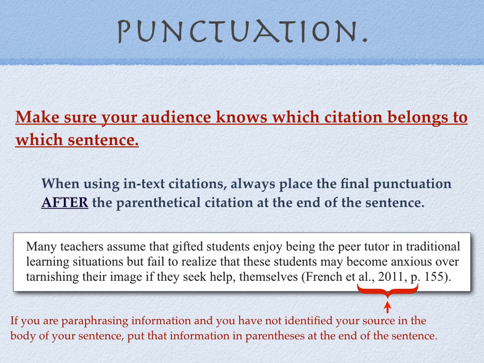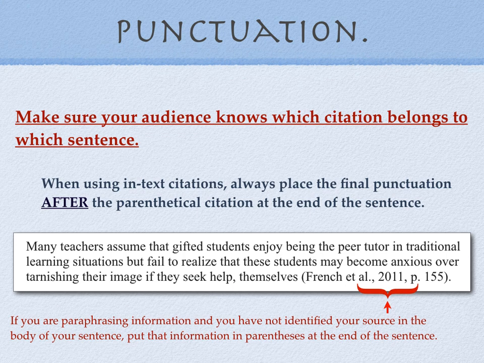If you're paraphrasing information and you haven't identified your source in the body of your sentence, you need to put that information in the parenthetical citation at the end. Notice again, each element is separated by a comma. You'll also notice that the list of authors has been abbreviated.